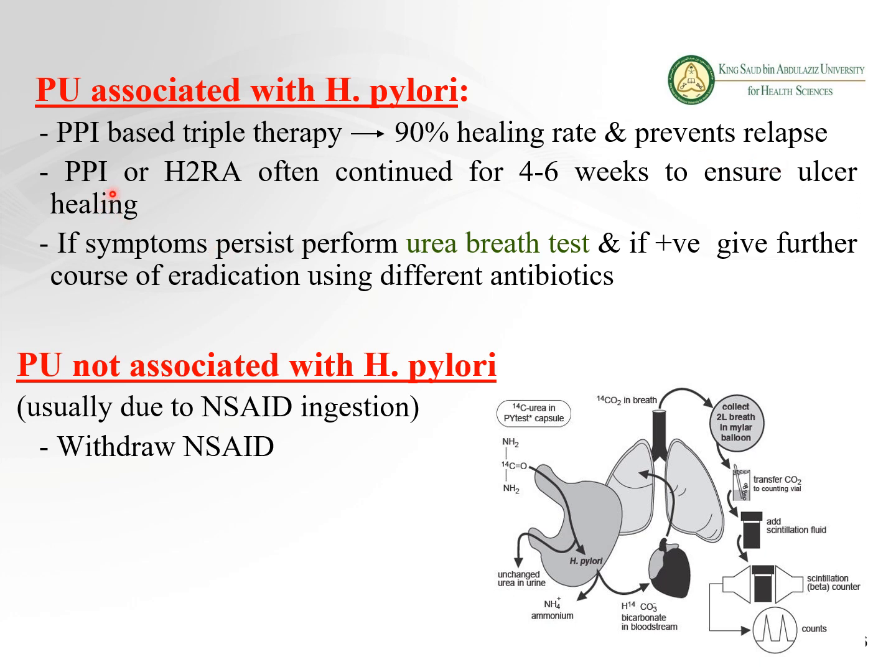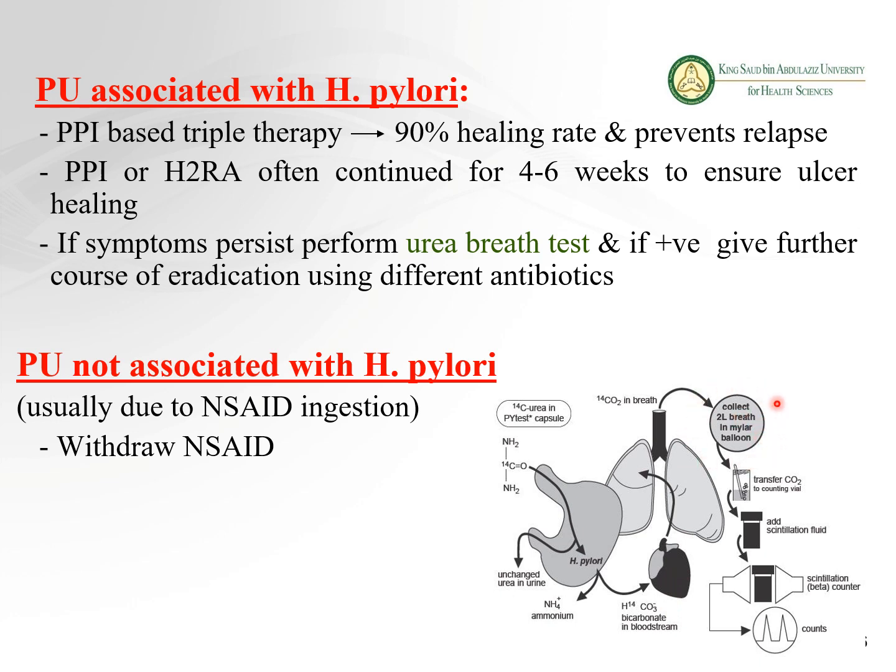Then we can use a proton pump inhibitor or H2 receptor antagonist, often continued for 4 to 6 weeks in order to ensure the healing. If the symptom is still there, then you can perform the urea breath test. This is the test which can be used for the detection of H. pylori within the stomach. This utilizes the fact that H. pylori causes the production of urea in the stomach, and that can be detected in the breath.